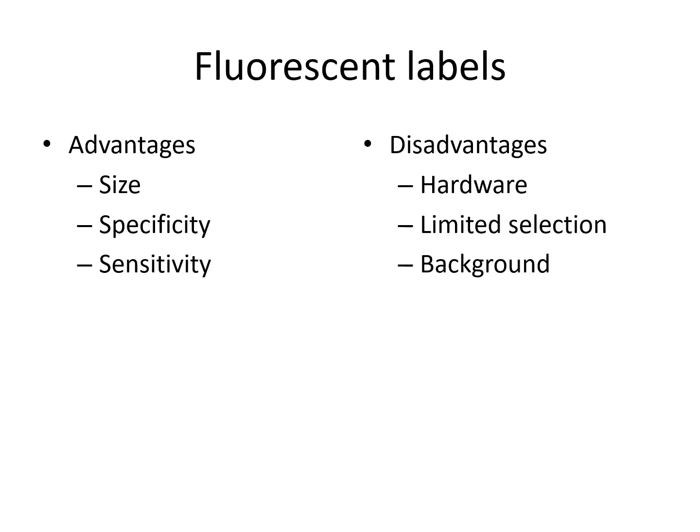The third type of label are the fluorescent labels. So again, they have advantages and disadvantages. So the size is much smaller, easier to utilize as a label. It is highly specific and highly sensitive. On the other hand, it would require us to buy special equipment in order to measure fluorescence, so hardware problem and background problem. And it provides for limited selection. So that means we can only use this for a limited number of substances.